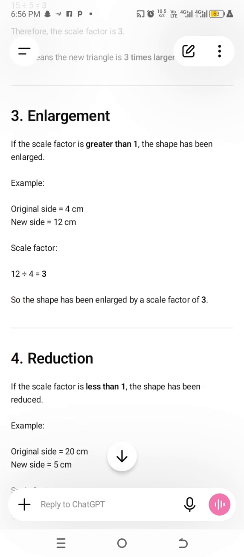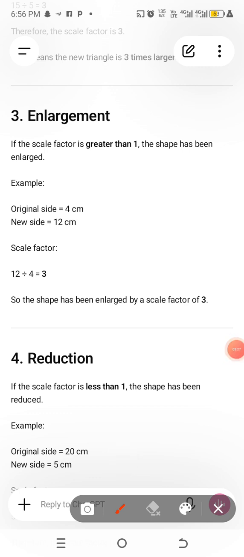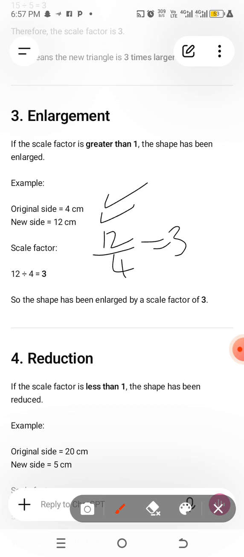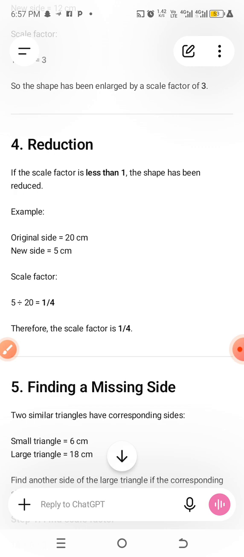Now look at enlargement. If the scale factor is greater than 1, the shape has been enlarged. Take for instance, we have the original side of a shape to be 4 centimeter, and the new side of the shape to be 12 centimeter. So we have new side over original side, that will be 12/4, which is 3. So the shape has been enlarged by a scale factor of 3, and 3 is greater than 1. Do you understand?